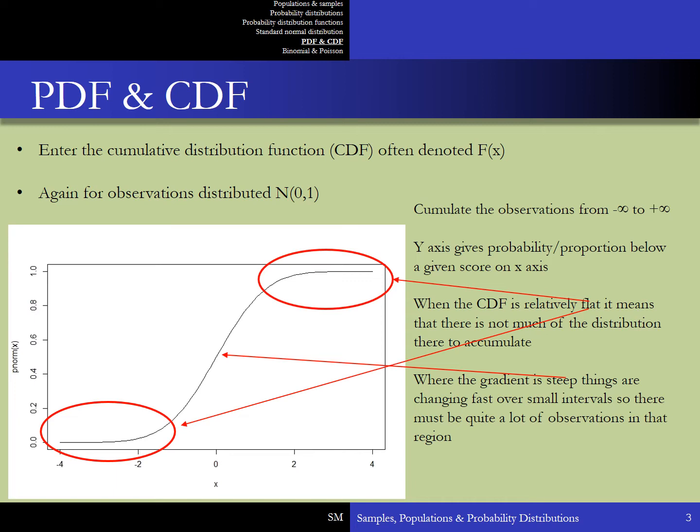Now this implies that when the cumulative distribution function is relatively flat, there's not much of the distribution there to accumulate, and you can see that it's relatively flat at both the left-hand side and the right-hand side of the figure. In the middle, however, where the gradient is steep, things are changing rather fast over small intervals. So there must be quite a lot of observations in that region.